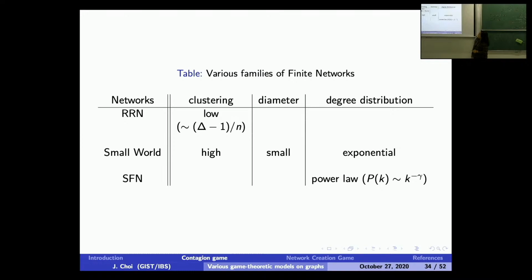But in the literature, everyone says that this is a low clustering coefficient, but we couldn't find any reason anywhere. So we asymptotically calculated it. It is delta, where delta is just the regular degree, the valency, minus one over the size, I mean the number of vertices. And when n grows, it becomes zero. In that sense, it's low. But the small world network is known to have a high clustering coefficient, and, as the name says, the diameter is very small. And then the degree distribution can describe what the scale-free network usually is.